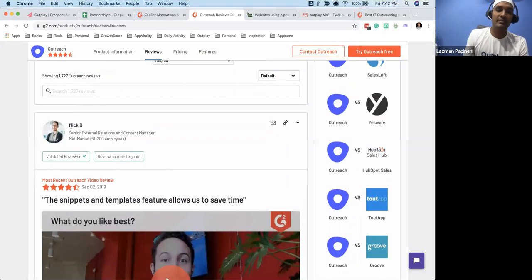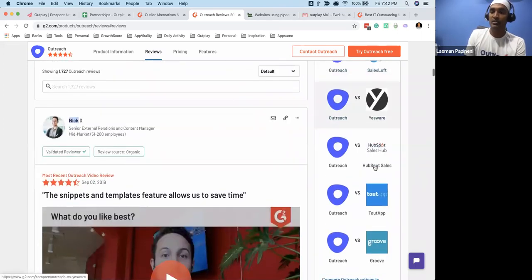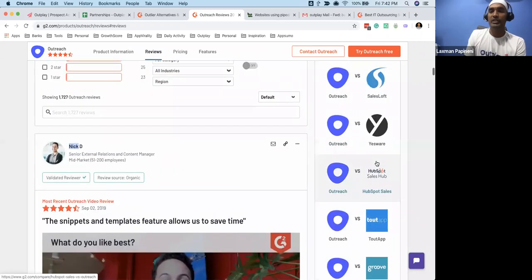So if Nick has written a review for Outreach, you can reach out to Nick and find out the organization that Nick is working with. So if that organization is using Outreach, the 20 or 50 competitors of that organization must be using some other tool. There are a lot of other tools that we compete with in the market. These are all the tools. So they must be using one of these tools.